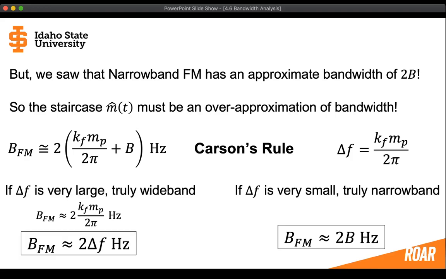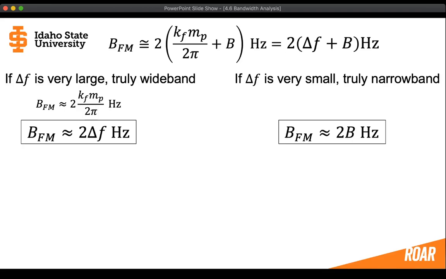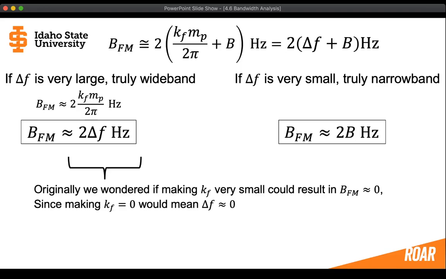But if delta f is very large and we have a truly wideband signal, then the term with delta f is going to really dominate the bandwidth approximation. And that's going to give us a bandwidth approximation of 2 times delta f hertz. So if we use the Carson's rule approximation, we can see that we have 2 different approximations, one for a truly wideband signal and one for a truly narrowband signal. And now we can see what the original error in our thinking was.